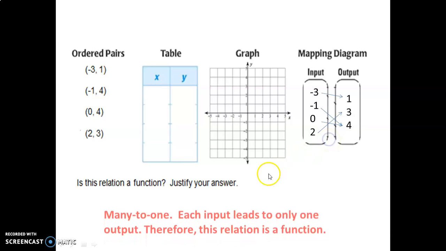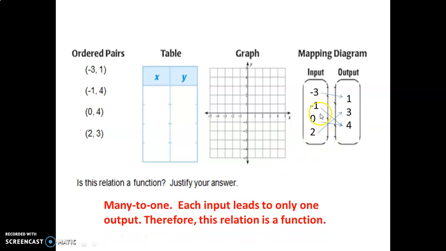And now let's justify. This is a many-to-one situation. Each input leads to only one output. Therefore, it is a function. This relation is also a function. And it's not a problem that these 2 inputs lead to the same output. That's okay. The point is that each of those only leads to one output. -1 only has an output of 4, and 0 only has an output of 4. So therefore, it is a function.